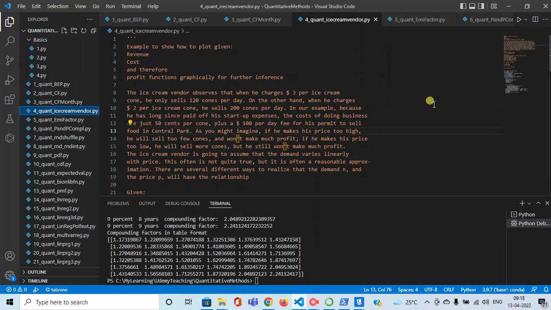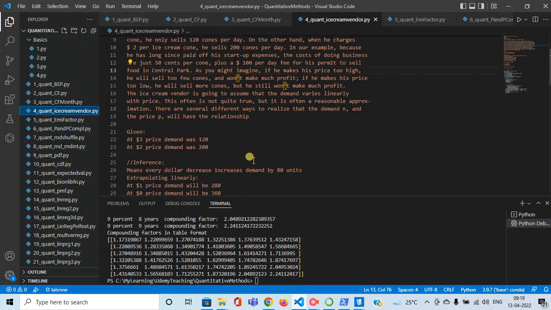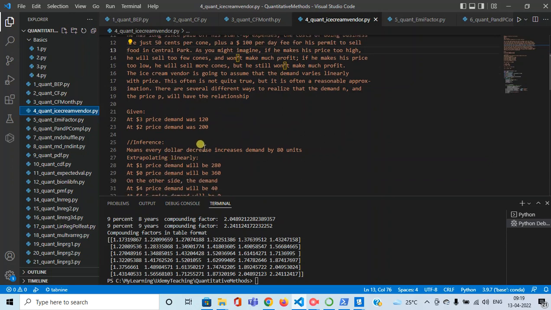This is a typical problem which gets done as a project in economics. Let's look at it. What is the given data? When he's selling at $3, he is able to sell 120 cones. When he's selling at $2, he is able to sell 200 cones. The difference is 80 cones. Now, what can we infer? We just need to extrapolate linearly. The assumption is that the demand varies linearly with the price.